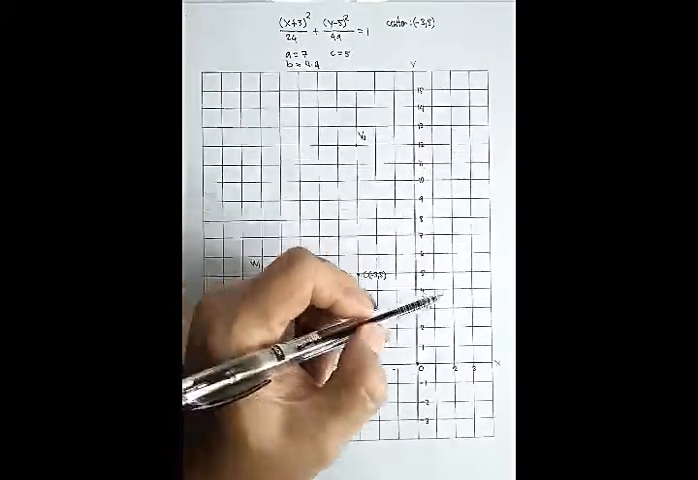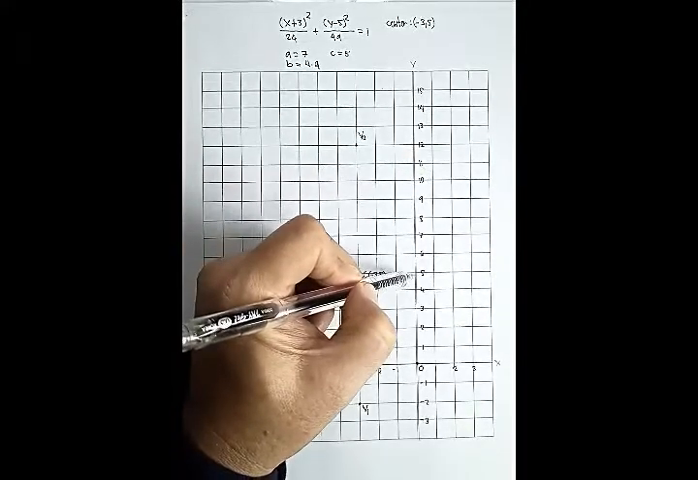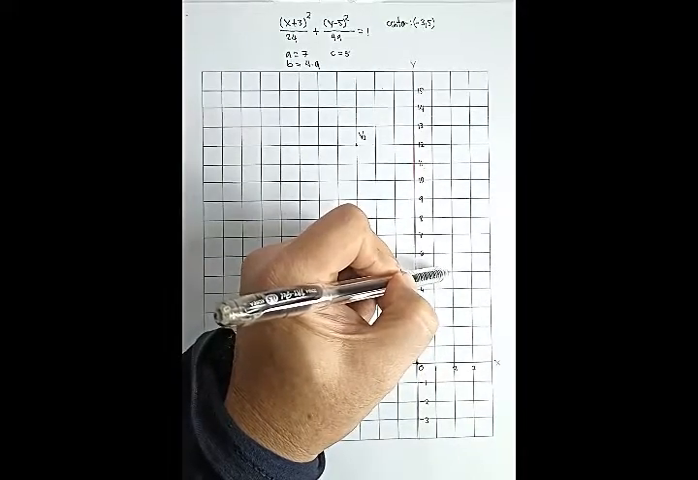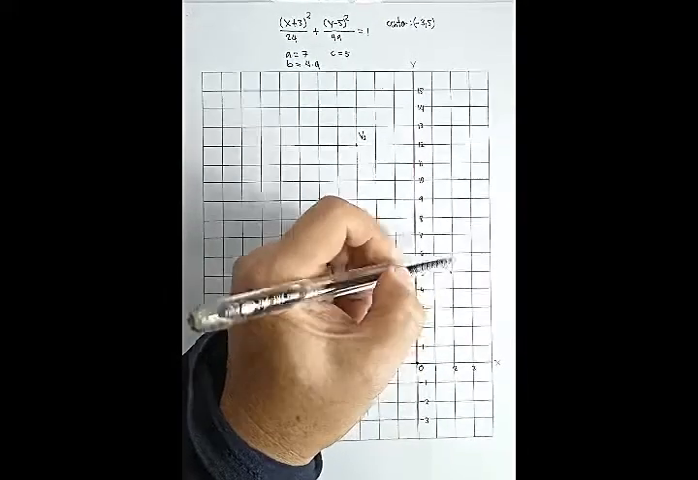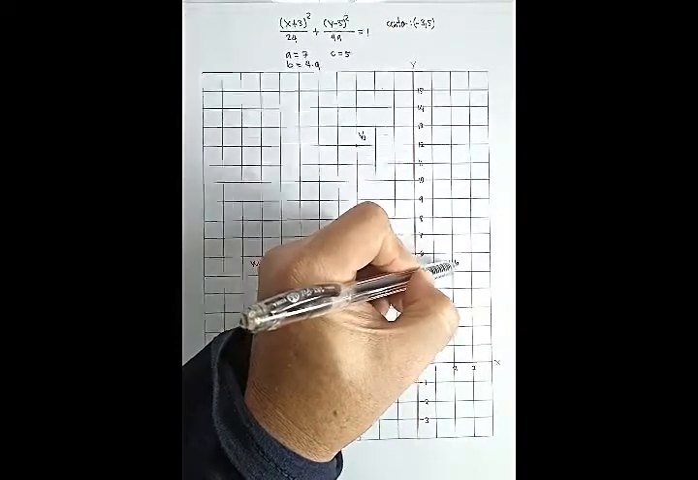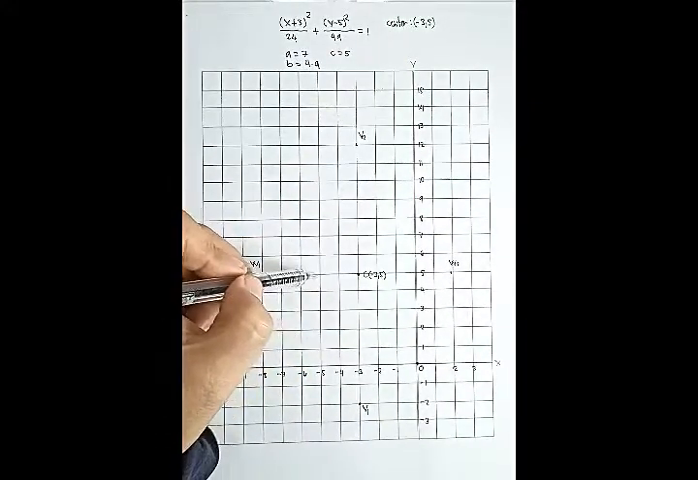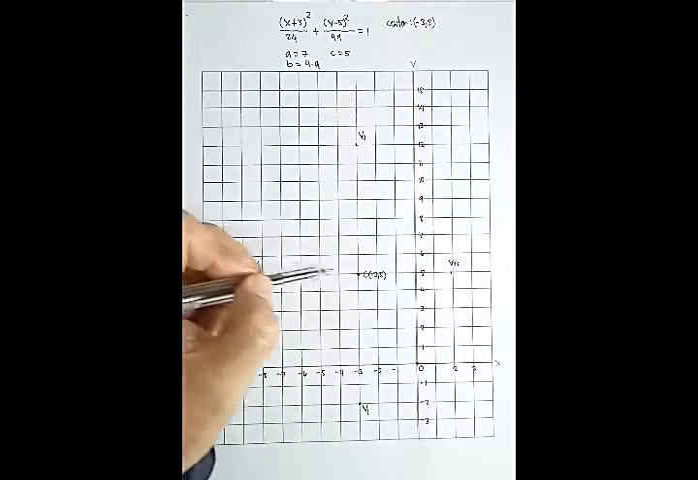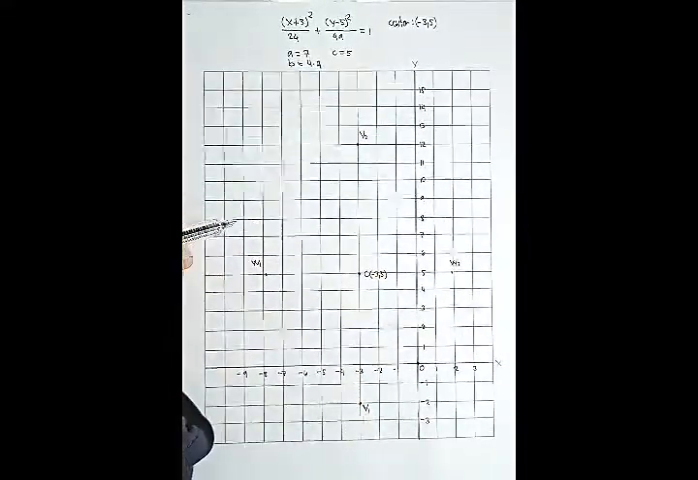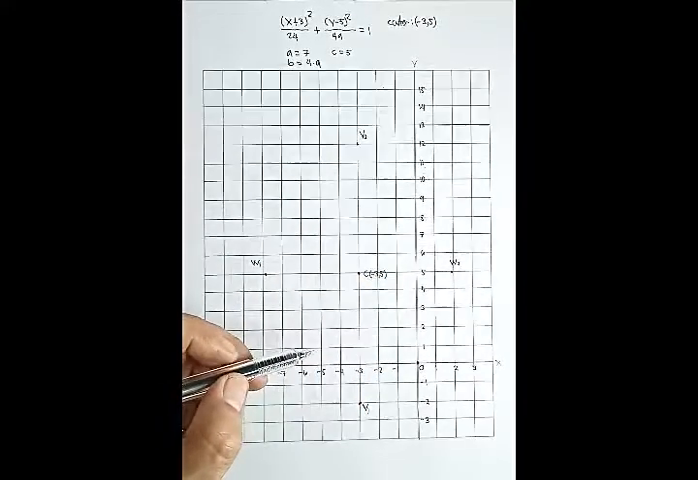And then, from the center to the right, count po tag 4.9. So, 1, 2, 3, 4, 5. So, duol kayo sa 5. This is our co-vertex W2. Okay? So, 1, 2, 3, 4.9. Almost 5. So, nanatay V1, V2, W1, and W2.